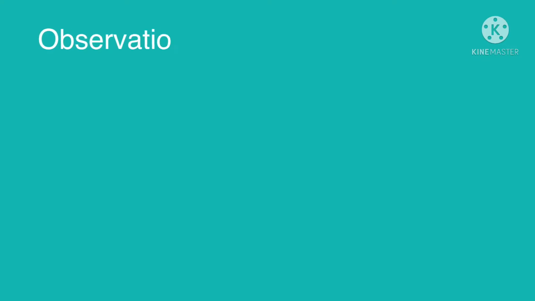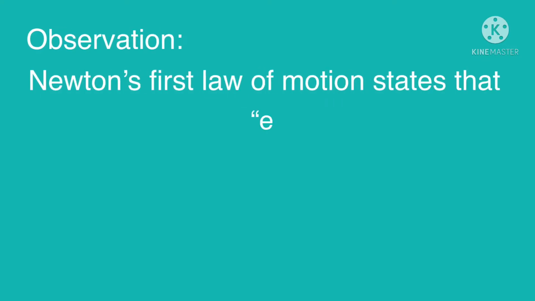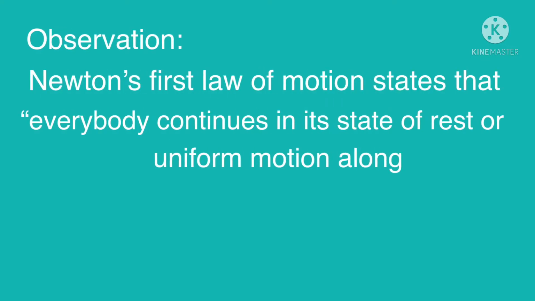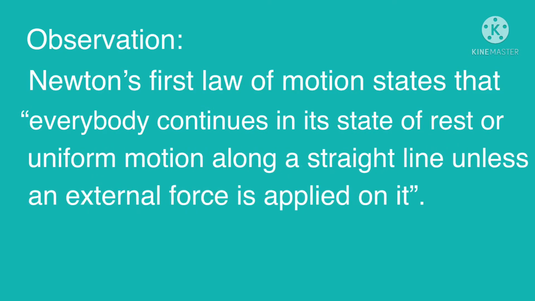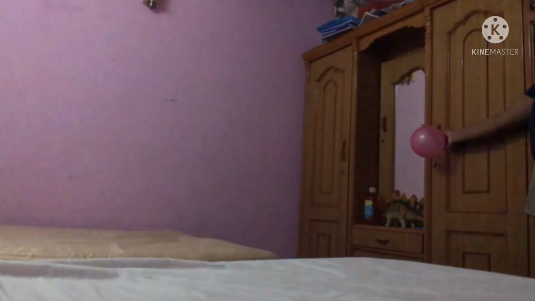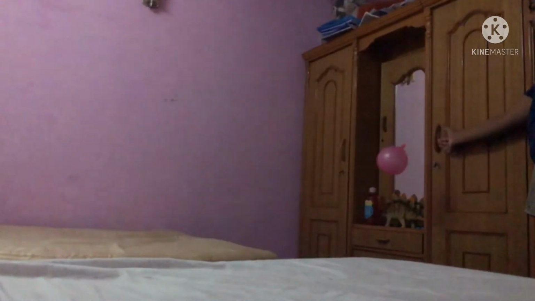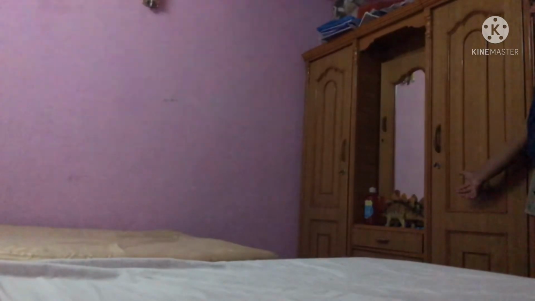Newton's first law of motion states that every body continues in its state of rest or uniform motion along a straight line unless an external force is applied on it. As you can see here in slow motion, the balloon will not move until an outside force acts on it. So the air inside the balloon acts as the outside force. When we release it, the force acts on the balloon, which causes it to go into motion.